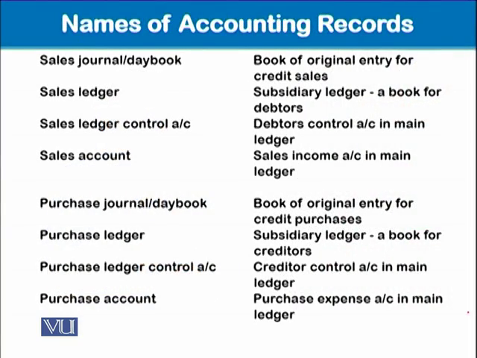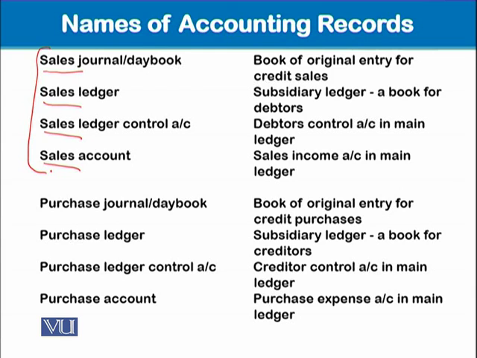The thing is that the sales journal, which is also known as the day book, is the book of original entry for credit sales. And there is a sales ledger also. This sales ledger is the subsidiary ledger, or a book of debtors, you can say. Then there is the sales ledger control account. For all these, sales and sales are coming. That's why students mostly get confused that all these are sales.